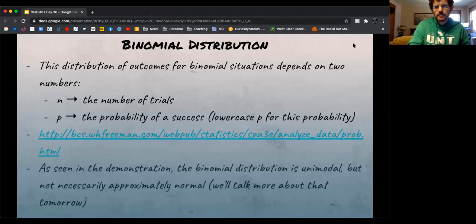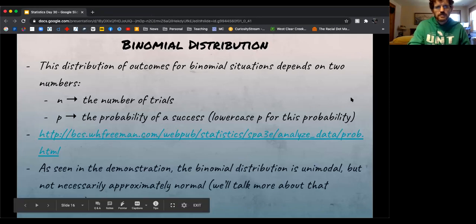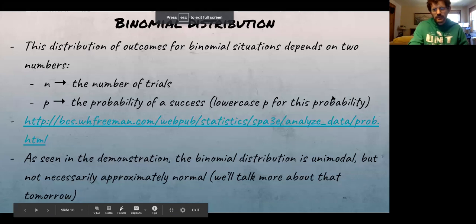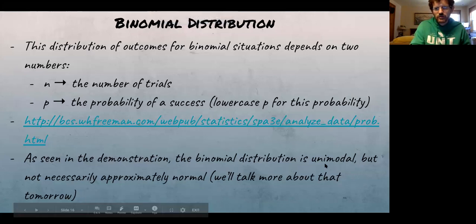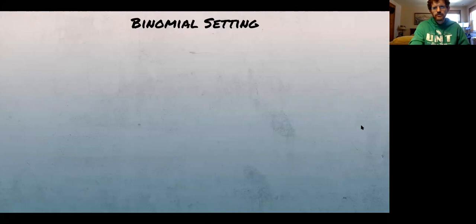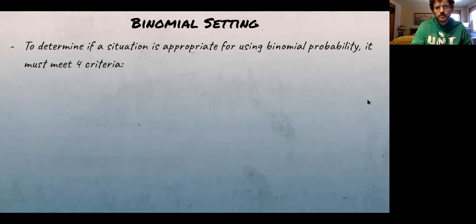All right. Let me get back to this. So this is kind of the takeaway: the binomial distribution is unimodal, but not necessarily approximately normal, and that's something we're going to get into more. All right, so the binomial setting. Now we jump into the last little bit that we need to talk about before we can do some practice and call it a day.